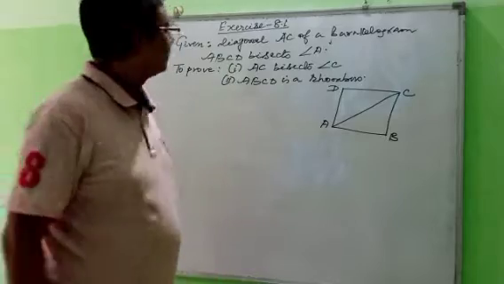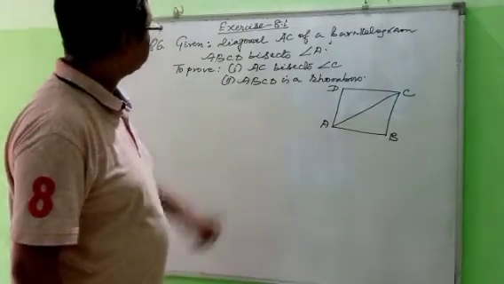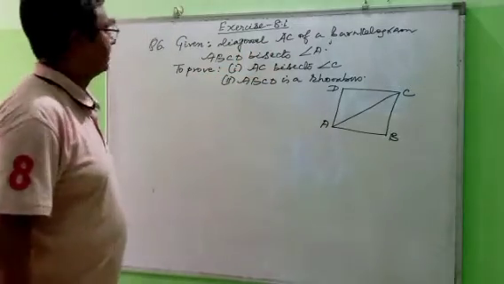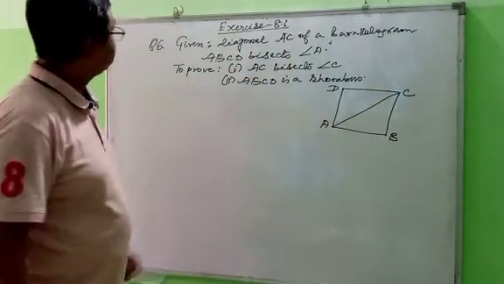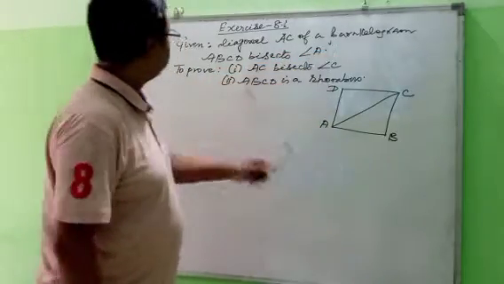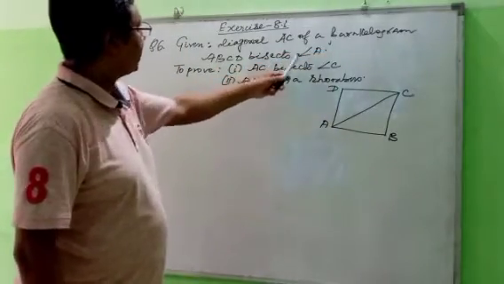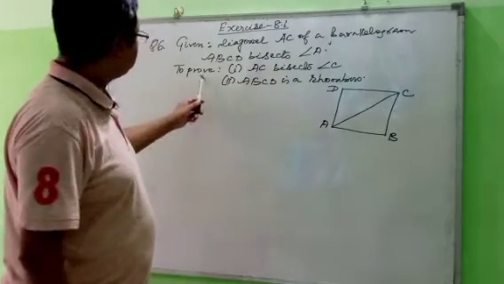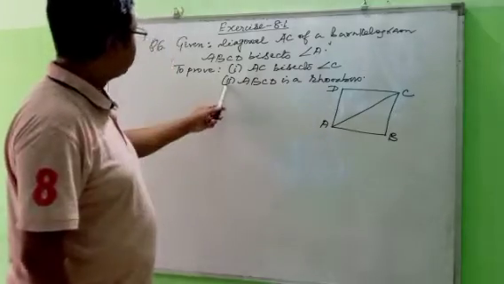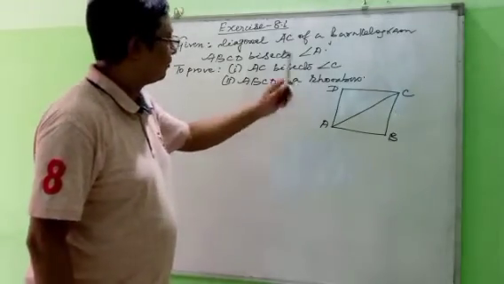Good morning, children. So today we are going to begin exercise 8.1, continuation of the previous class. Question number 6. It is given that diagonal AC of a parallelogram ABCD bisects angle A. To prove, number 1, AC bisects angle C. Number 2, ABCD is a rhombus.